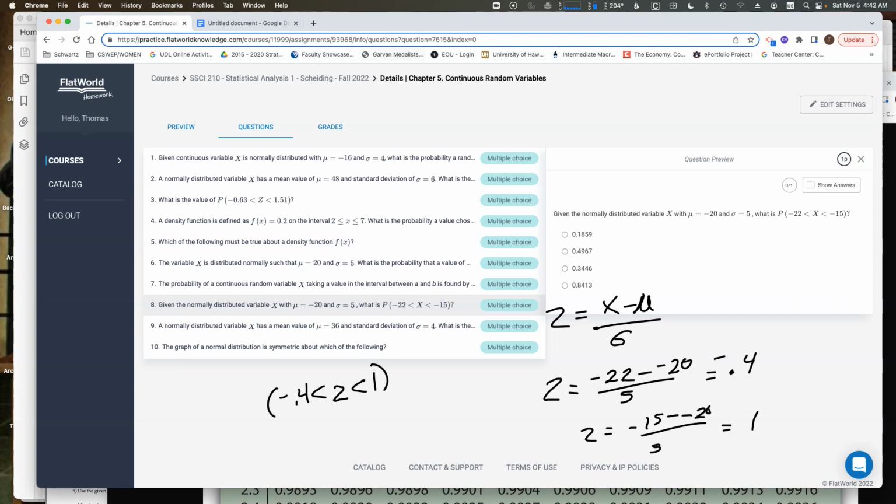Okay, let's look at the table here. So z at 1 is 0.8413. And we're going to subtract from that z at -0.4, which is 0.3446. This is our z at 1, subtracting z at -0.4. And that's equal to 0.4967. Okay. So that's right there.